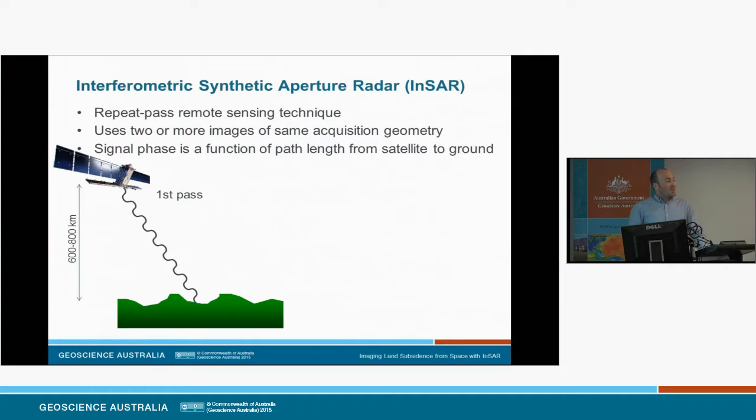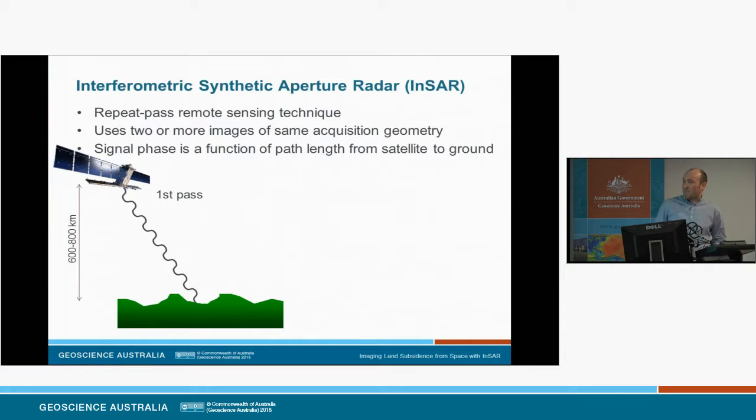We actually are more interested in the phase component of the signal, and that's what we use in the InSAR technique. So InSAR stands for Interferometric Synthetic Aperture Radar. An important point to note here is that this is a particular method that we're using on the SAR data, and that method is interferometry. So it's a repeat pass remote sensing technique where we use 2 or more of these SAR images.